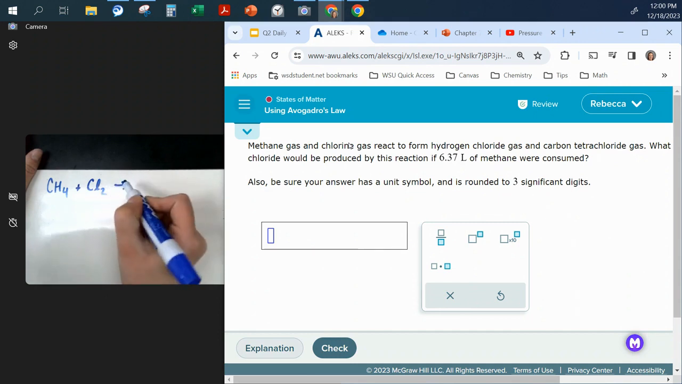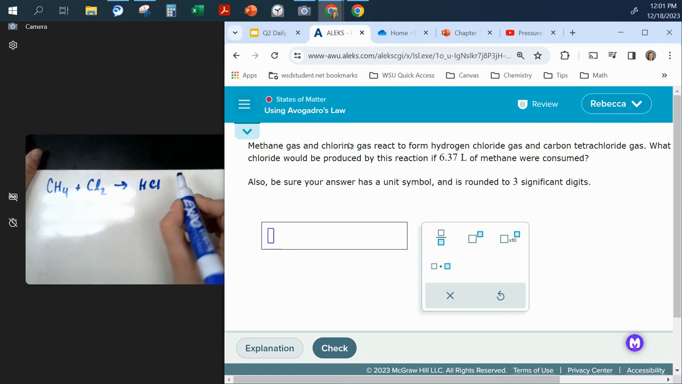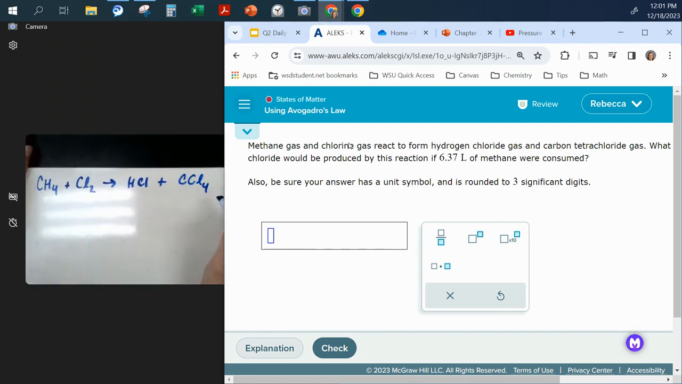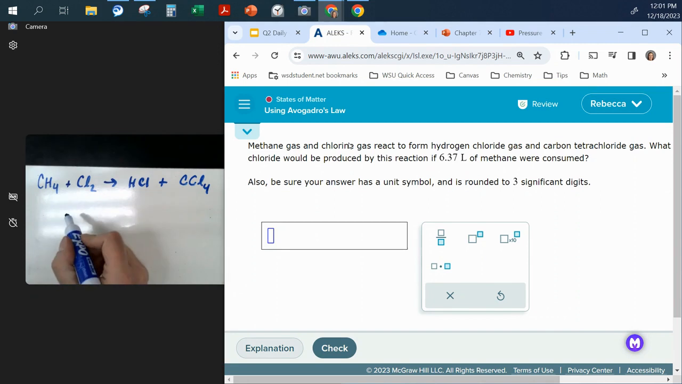Methane and chlorine gas react to form hydrogen chloride gas, HCl, and carbon tetrachloride gas. What's tetra? 4. So carbon tetrachloride, 4 chlorines. These are all gases, but I'm not going to label them because I don't have to turn my equation in. But I do have to balance this.